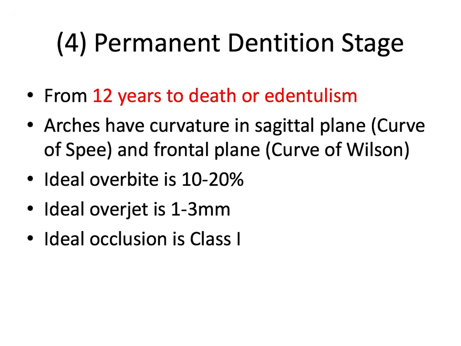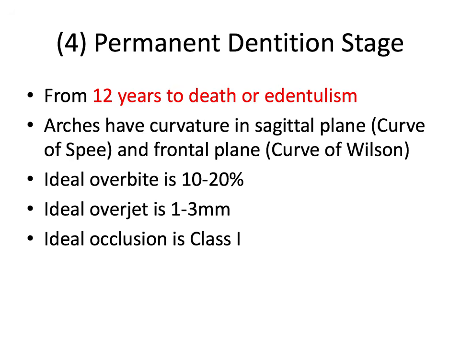And finally, we're going to have the permanent dentition stage. This is from 12 years to either death or edentulism if you end up losing all those permanent teeth. So this is when all the primary teeth are now exfoliated, they're all gone, we're left with only permanent teeth, and that ends when we lose all those permanent teeth, or that's it.